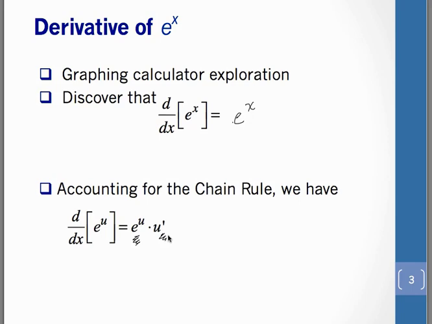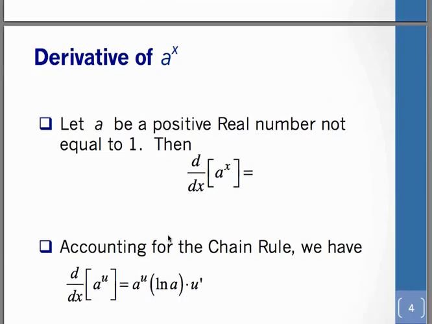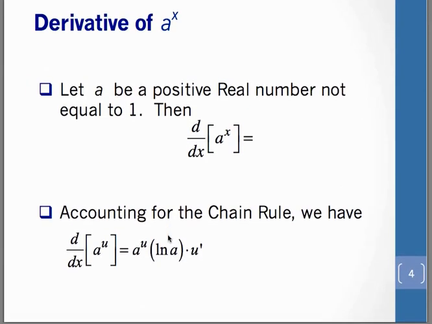So next, let's address the derivative of a to the x. We're going to assume that a is a positive real number not equal to 1, obviously, because if we had 1 to the x, that's simply going to be 1. The derivative rule is that it's a to the x multiplied by the natural log of a.